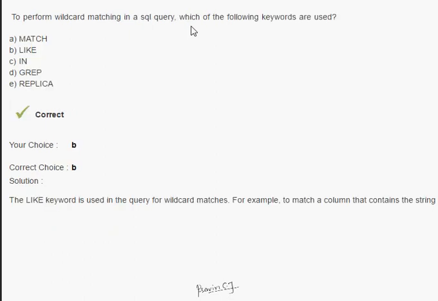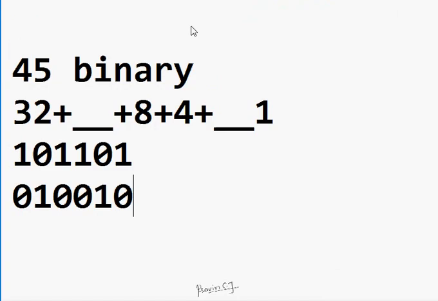To perform wildcard matching in SQL query, which of the following keywords are used? It's pattern matching. Wildcard matching is done in SQL by giving the keyword LIKE. This is not a clause. Okay, understand, there is a huge difference between clauses and keywords in DBMS, in an SQL query. This is the LIKE keyword.